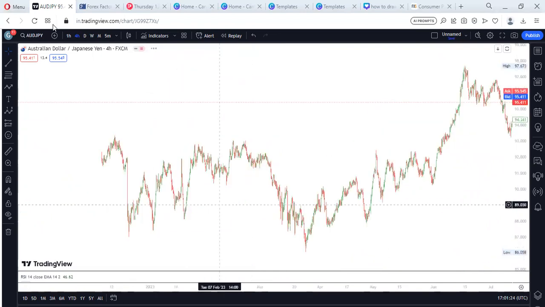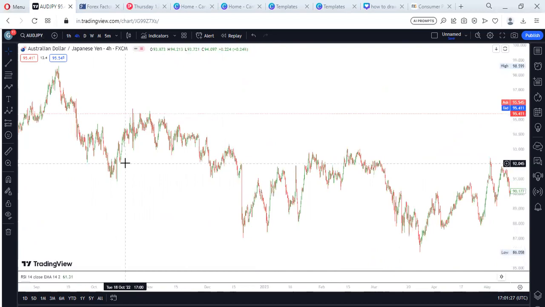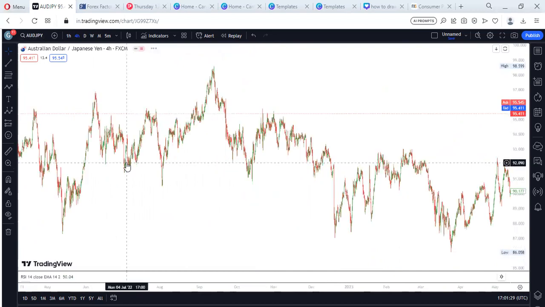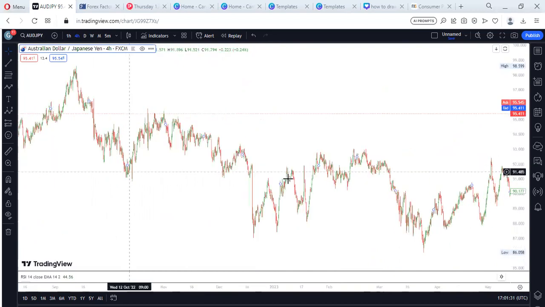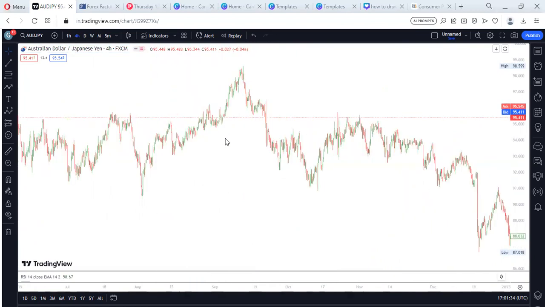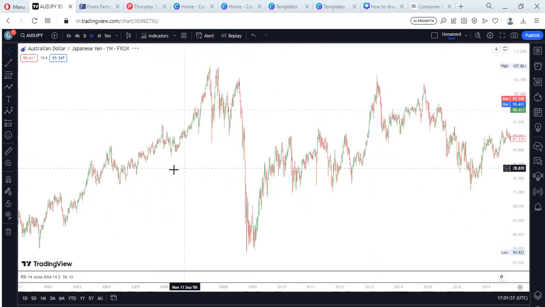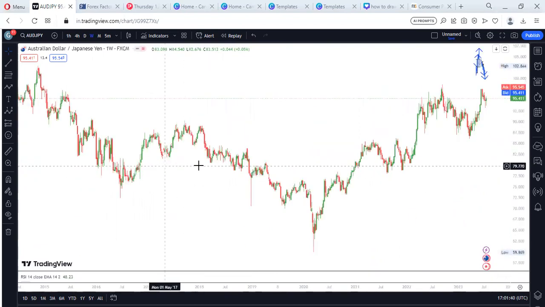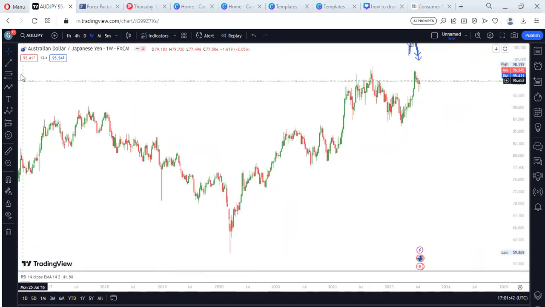Okay, this is AUD JPY. And note, you can draw a trend line on any time frame. I can decide to go to the weekly and draw my trend line. I can decide to go to the monthly. This is what I'm trying to explain. This is on the weekly, as you can see here.